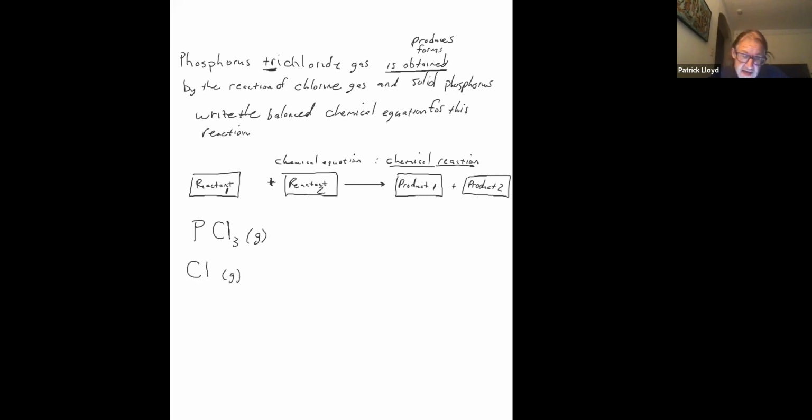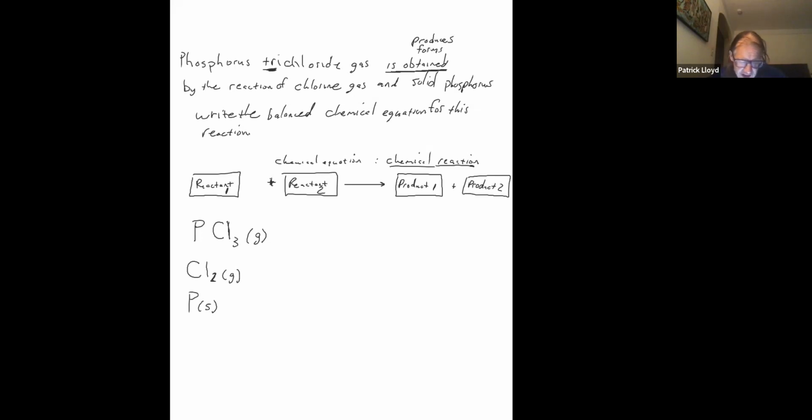But it turns out there are 7 elements in the periodic table that exist as what we call diatomic elements. So there's a 2 subscript. So it's formed from the reaction of chlorine gas, again, notice the G, and solid phosphorus. So here's phosphorus, and it's a solid.